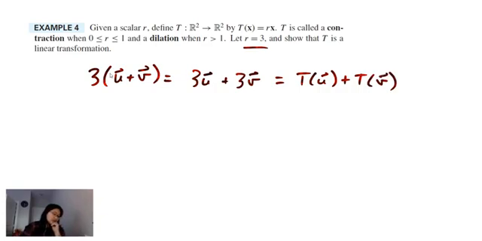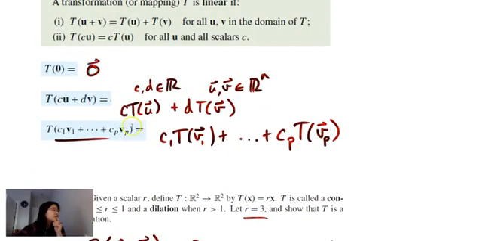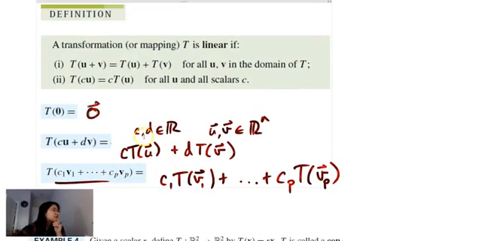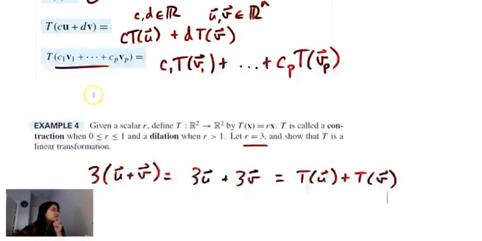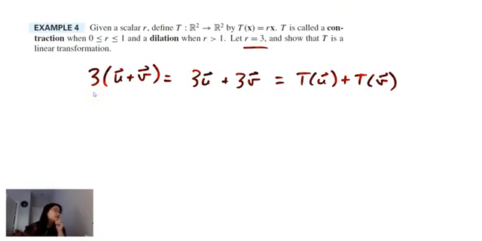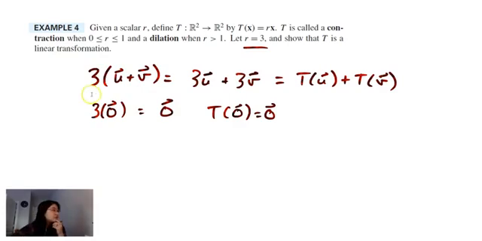And then, do we need anything else? No, because we don't have any other things to handle, right? I mean, we get 0, right? 3 times 0 is going to give us 0. So T of 0 is going to give us out 0. Alright, cool.